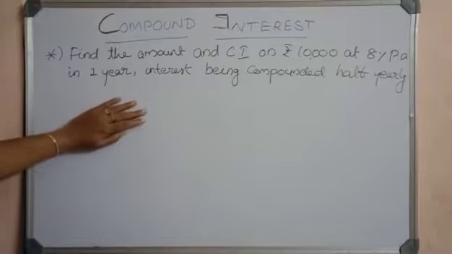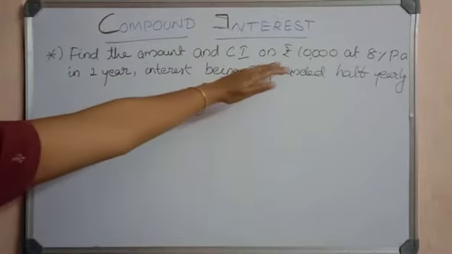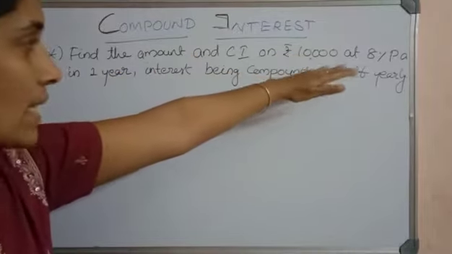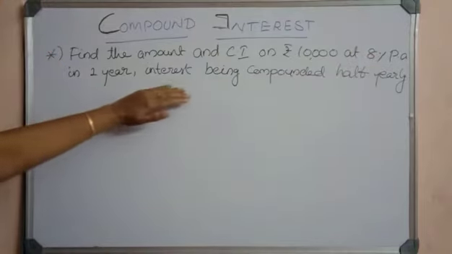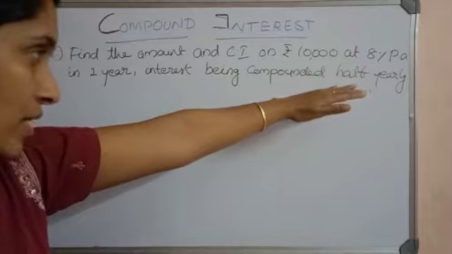Now look at the next question. Find the amount and the compound interest on rupees 10,000 at 8% per annum in 1 year, interest being compounded half yearly.